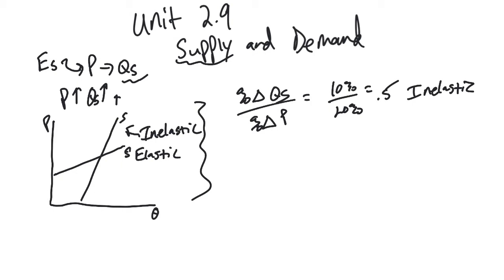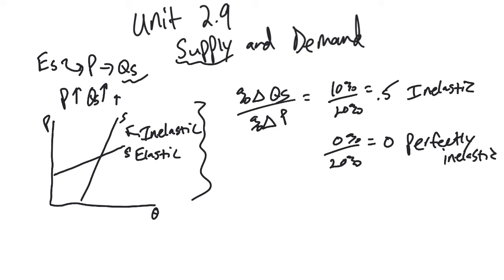So all of the same principles apply. If the price changes by 20% and the reaction is 0%, it equals 0, and this would be perfectly inelastic, right? And we could have elastic, we could have perfectly elastic, we could have unit elastic. All the same sort of things apply for elasticity of supply.